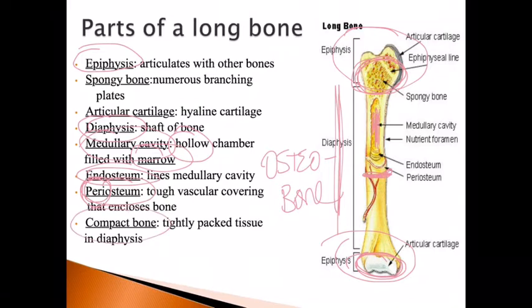And then finally, the compact bone, that is the tightly packed tissue in the diaphysis. So that's going to be like this skinny part right here that I'm in blue. Right here, that is tightly packed bone, like in here, until it gets to the hollow part. But on either side, this blue part is tightly packed, and that's the compact bone.